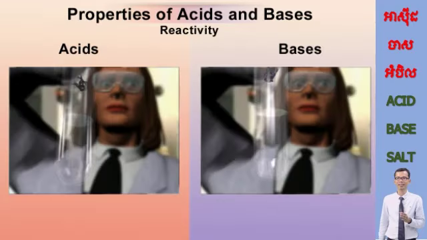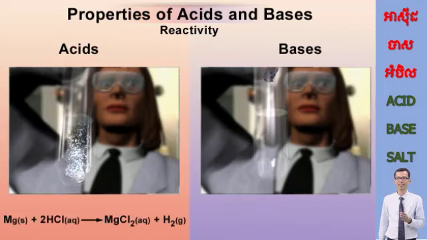Acids and bases differ in properties related to reactivity. Acidic solutions react vigorously with metals such as magnesium or zinc to form new compounds. For example, magnesium metal reacts with hydrochloric acid to form magnesium chloride and hydrogen gas. Bases, on the other hand, do not react with most metals. Acids also react with many non-metal substances.